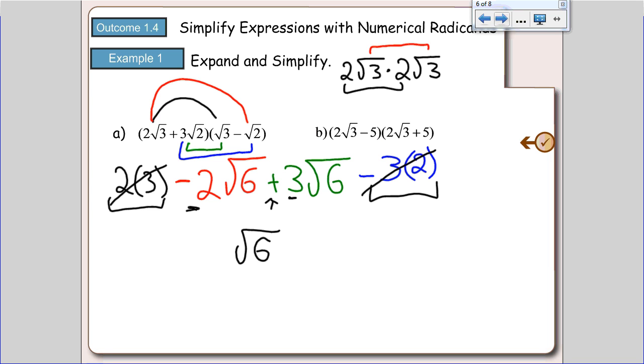I'm going to show you one other way of looking at it. This might help. Rather than connect it like that, we can reorder it because it's multiplication, right? So let's reorder it. 2 times 2 times root 3 times root 3. Still the exact same thing. 2 times 2 is 4. Root 3 times root 3 is 3. The root signs will cancel each other out.